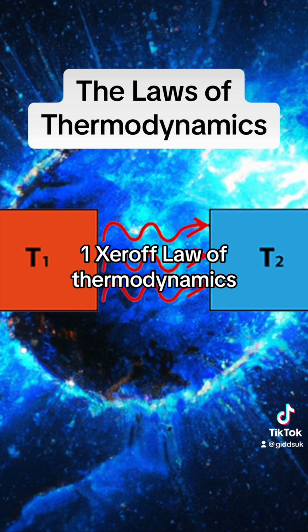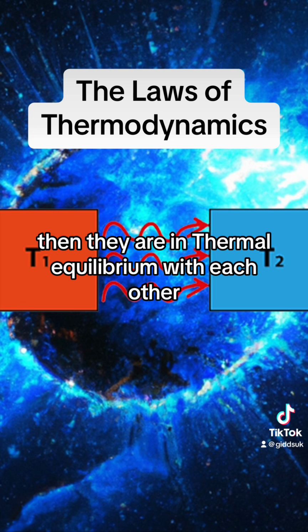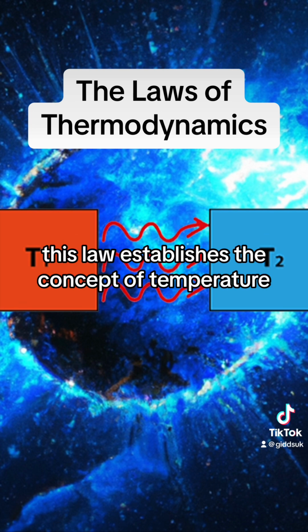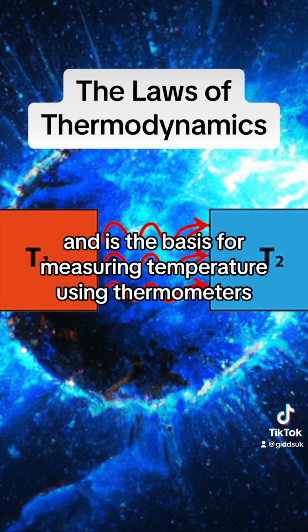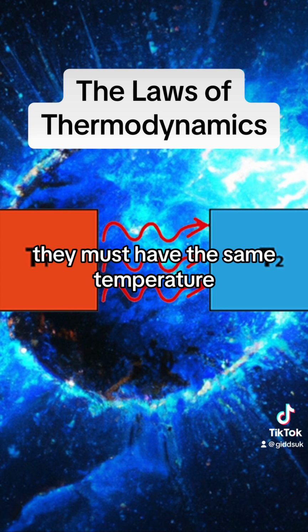1. Zeroth law of thermodynamics. If 2 systems are in thermal equilibrium with a third system, then they are in thermal equilibrium with each other. This law establishes the concept of temperature and is the basis for measuring temperature using thermometers. It implies that if 2 objects are in equilibrium with a third object, they must have the same temperature.